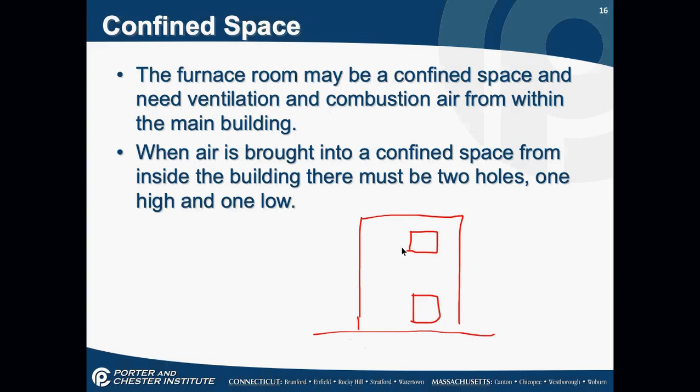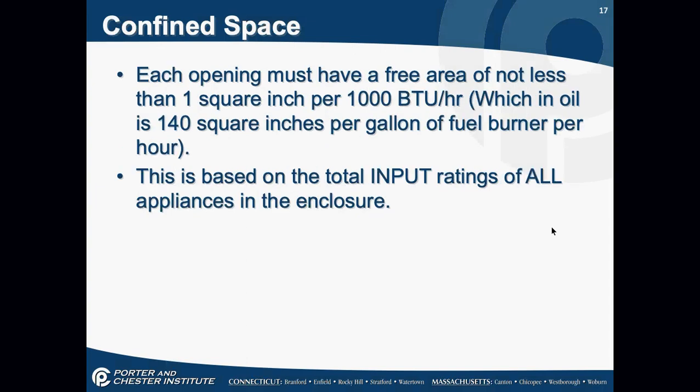Okay, because vents will act different. It might act as a chimney and actually bring the combustion products into the space. Each opening must have a free area, in other words, a ventilation area of not less than 1 square inch per 1,000 BTUs per hour. This is different than our chimney area, much different. This is based on the total input rating of all appliances in the enclosure.